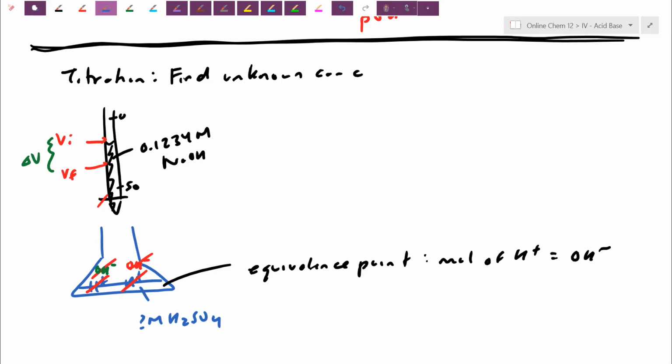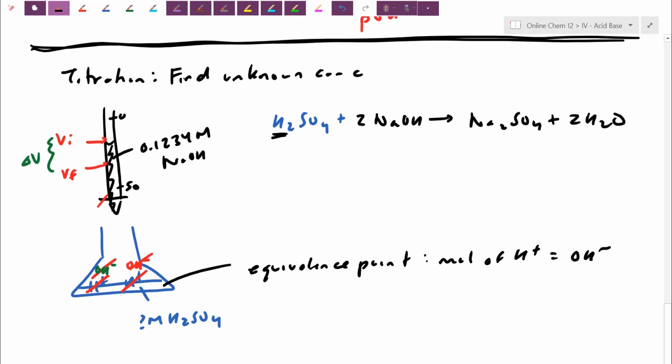If I look at the balanced equation here, we're going to have H2SO4. It's not always a 1-to-1 ratio. So case in point, this one actually is diprotic. There's 2 H's. I actually need 2 OH's to counterbalance it. Na2SO4 and 2 waters. Right?